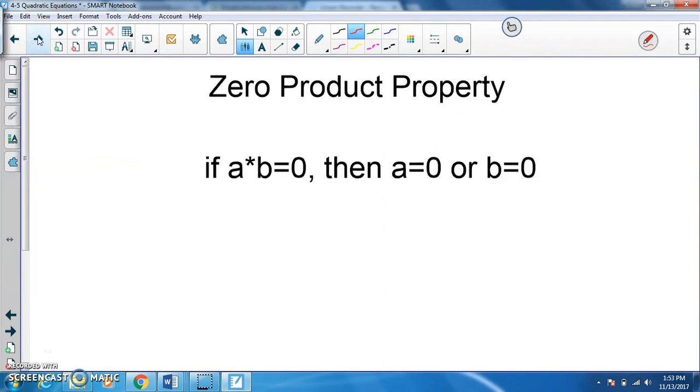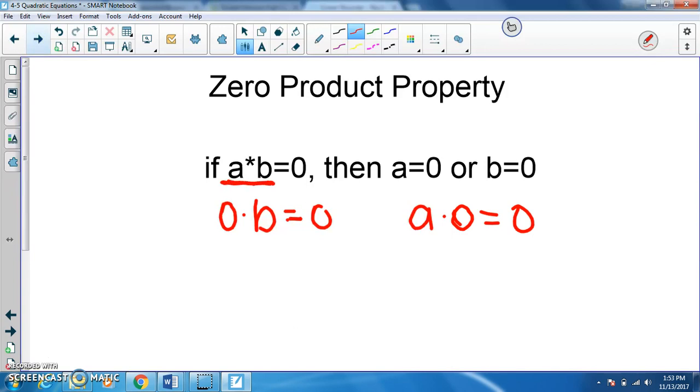We also know our zero product property. We know that anything times 0 is equal to 0. So if a was 0, then it would be 0 times b, which is equal to 0. Or if b was 0, a times 0 is equal to 0. So if we have a product, which means multiplication between two factors, if one of them is equal to 0, then the entire equation will be equal to 0.